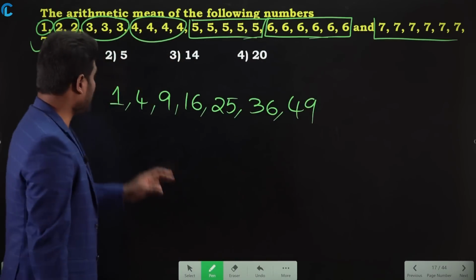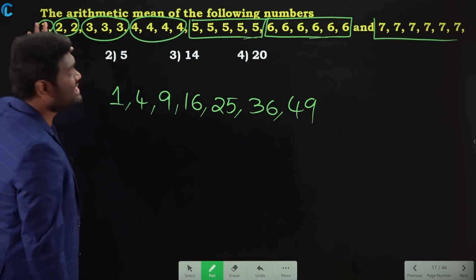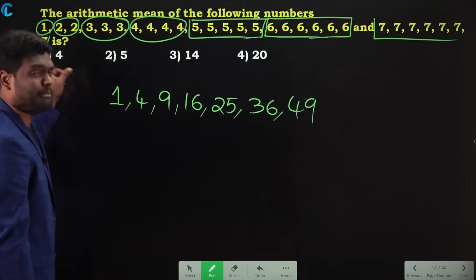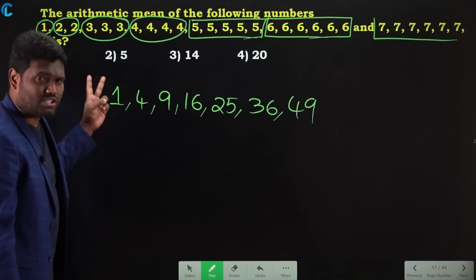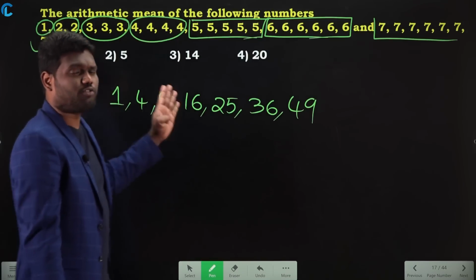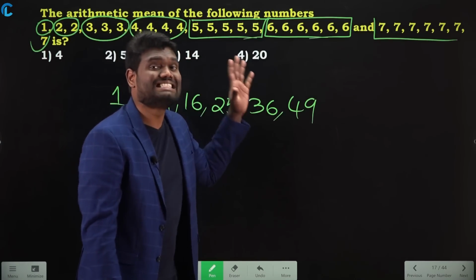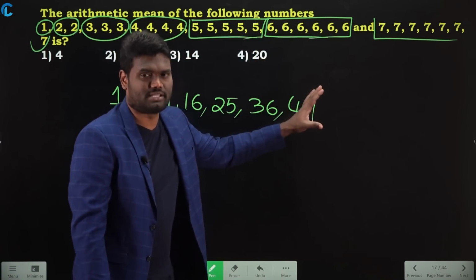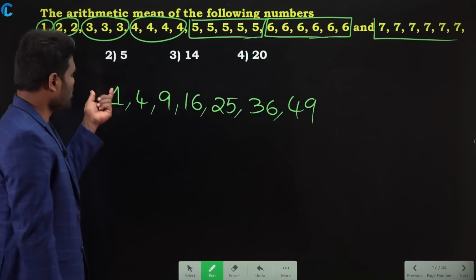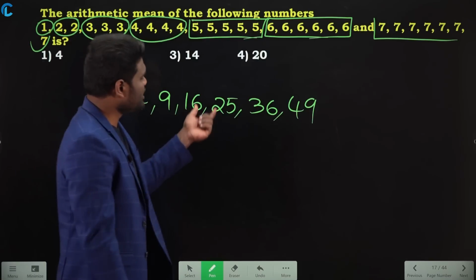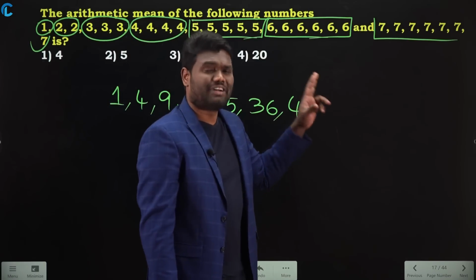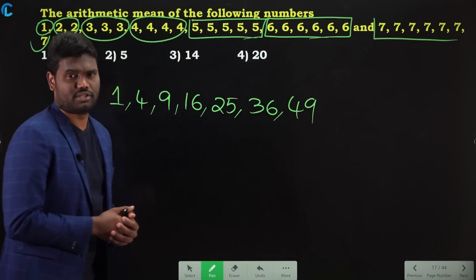Now if you have observed here, in this series we have the number 1, two 2s, three 3s, four 4s, five 5s, six 6s, seven 7s, yes or no, which is nothing but 1, 4, 9, 16, 25, 36, 49. For this I need to calculate the average, yes or no.